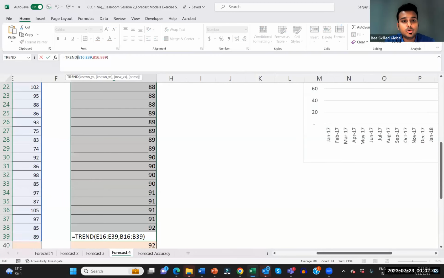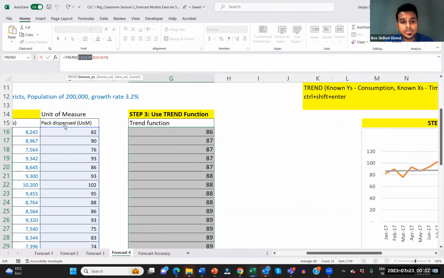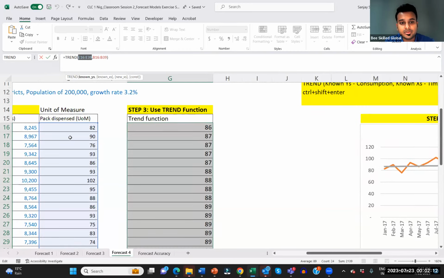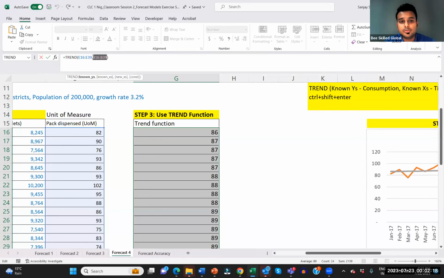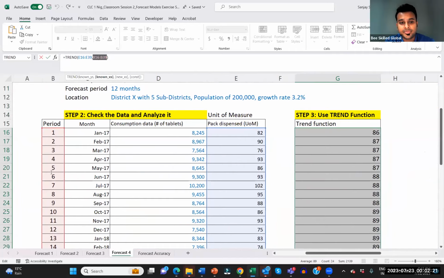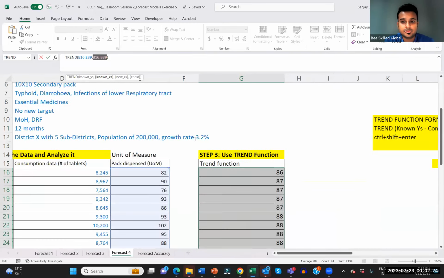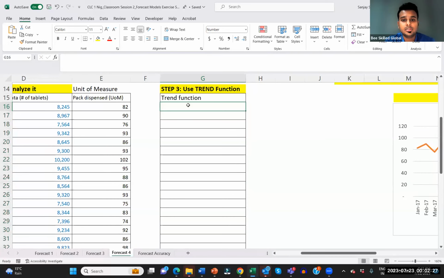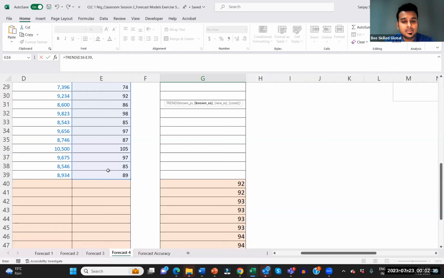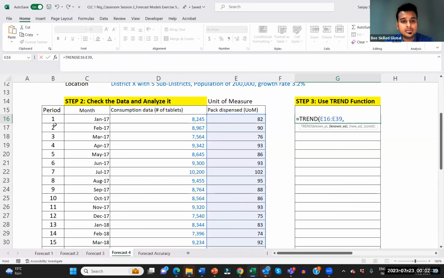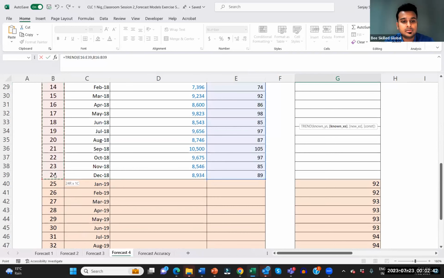So these are our known y's, E16 to E39. If we go to column E, this is our number of packs dispensed. So E16 to E39 is our packs dispensed. And then B16 to B39 is our period. Okay. So if I just show you live, we do TREND, known y's. So we select all the y's, okay, comma, we select our period. And then Control Shift Enter.